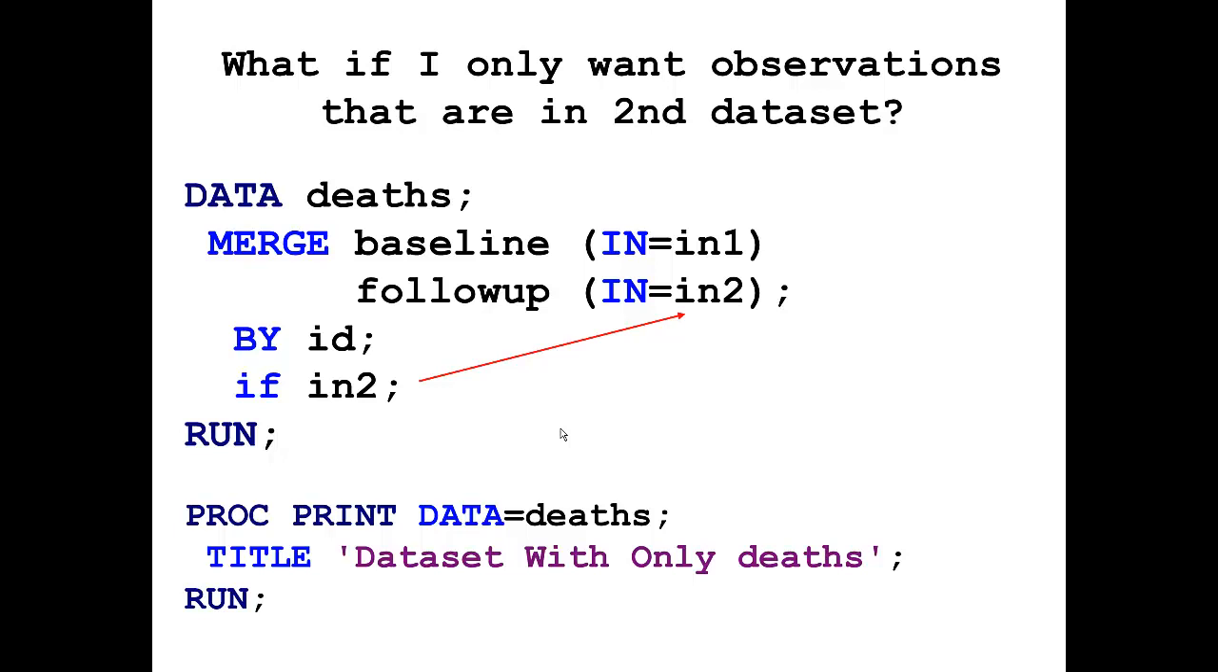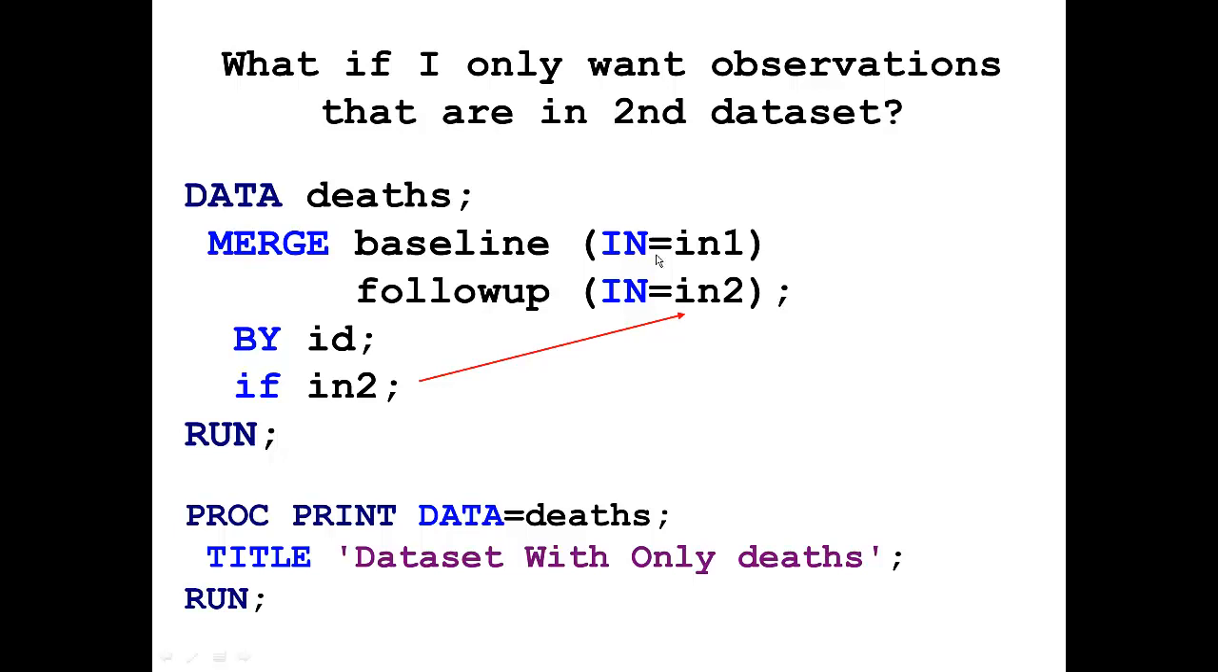Now what if I only want observations that are in the second dataset? So in this example, I'm creating a new dataset called deaths, and I'm merging my baseline dataset with my follow-up dataset, and I'm only interested in keeping the patients that were in the follow-up dataset. As it happens, these patients were patients that died. And so we only want to keep those patients who are in the follow-up dataset in our new dataset that we're calling deaths. How do we do that?